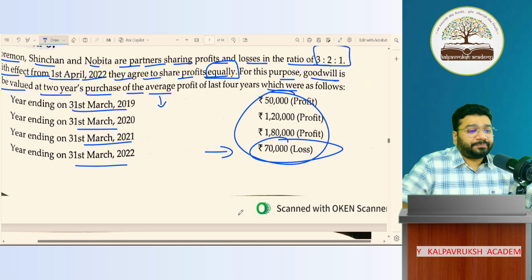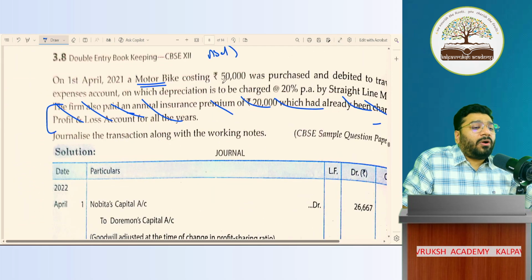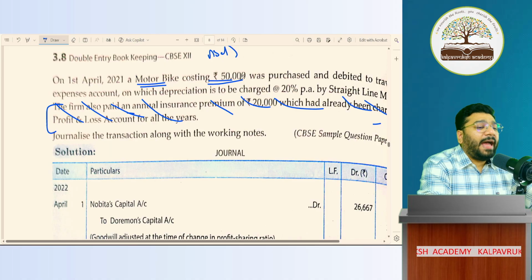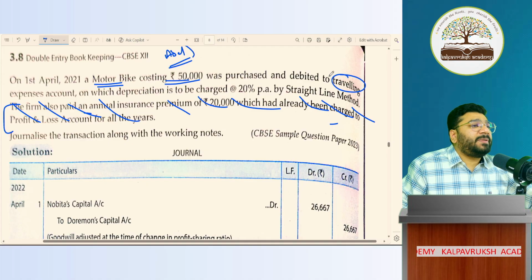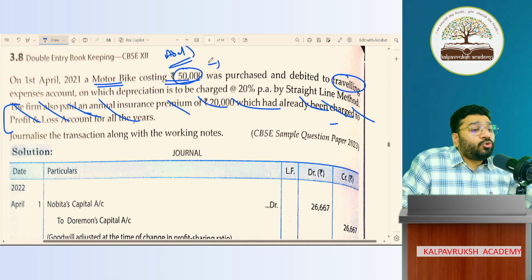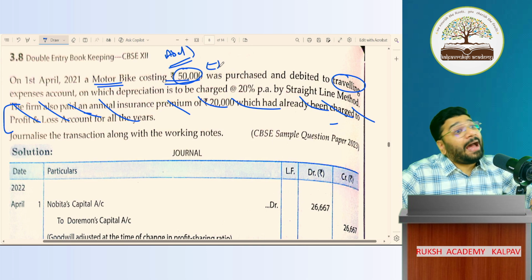Now tell me, people, how do I adjust it? There's a motorbike costing 50,000, people. Actually, it is an asset. It is an asset. But you recorded this as traveling expenses. Means the entire 50,000, you subtracted it in your P&L. Yes or no? I am telling what happened.